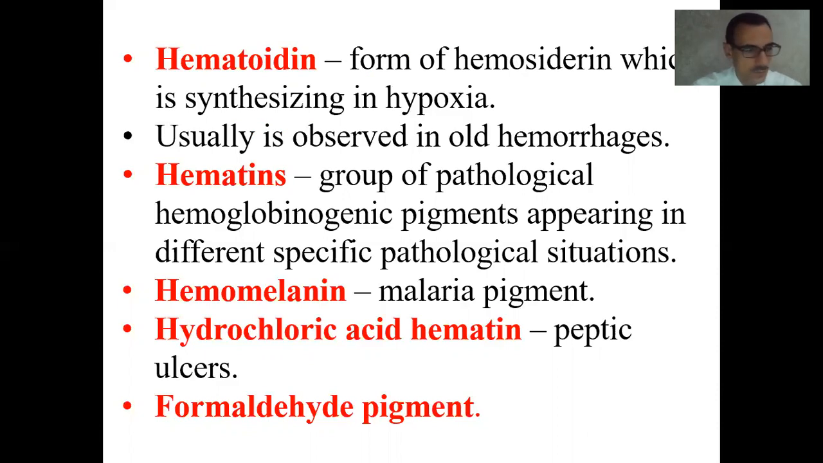The hematomelanin, this is the malaria pigment. Hydrochloric acid hematin: we find this pigment in peptic ulcers. And the formaldehyde or formalin pigments.